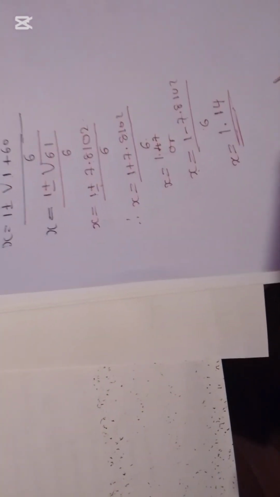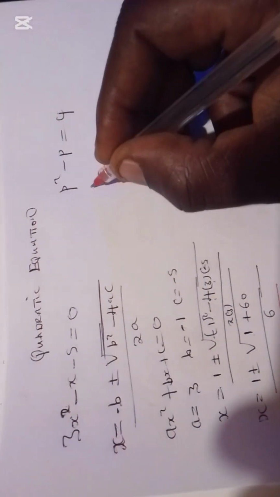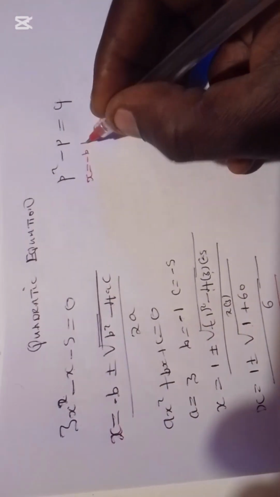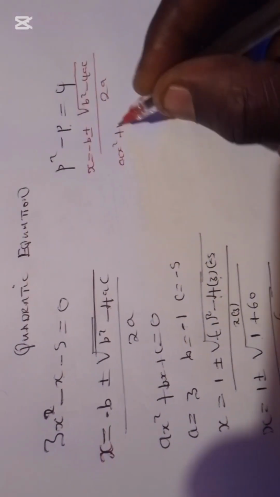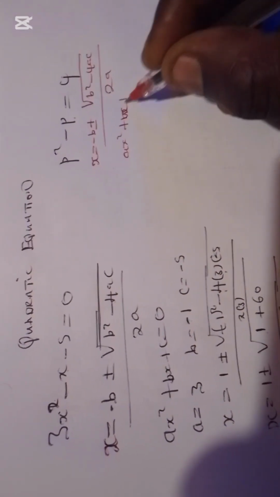So it's imperative that you understand what you're dealing with. Allow me to progress to question 2. In question 2, they are saying solve the equation giving your answer correct to 2 decimal places. So we are going to apply the formula method: x equals negative b, positive or negative, square root of b squared minus 4ac, over 2a. Now, is this equation in the format of ax squared plus bx plus c equals 0?